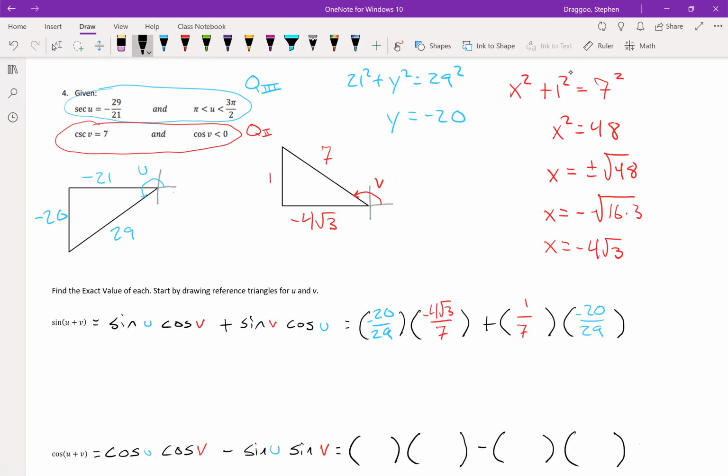Then if we wanted to simplify this, what does it come out to? This will end up being 80 square root of 3 minus 20. Should have been an 80 right there. Divided by 7 times 29, which is 203.